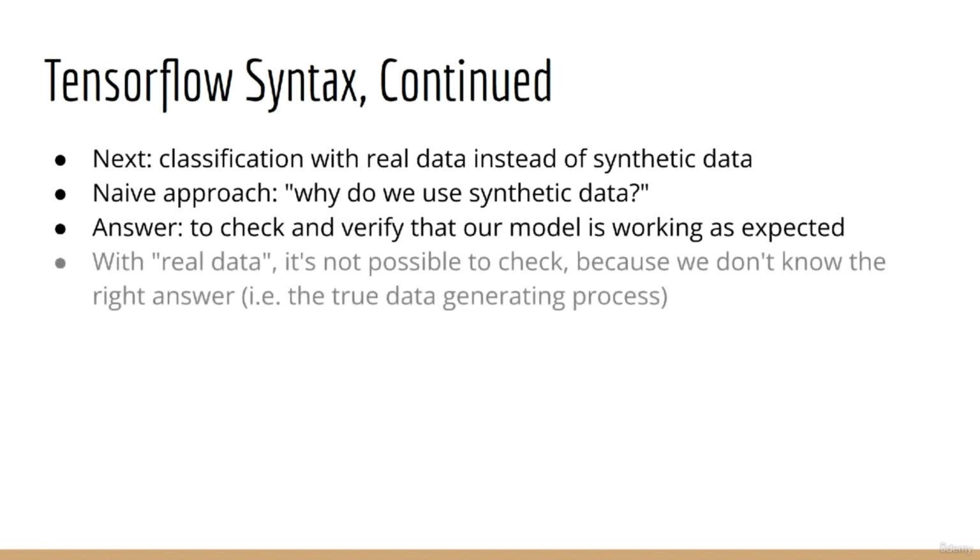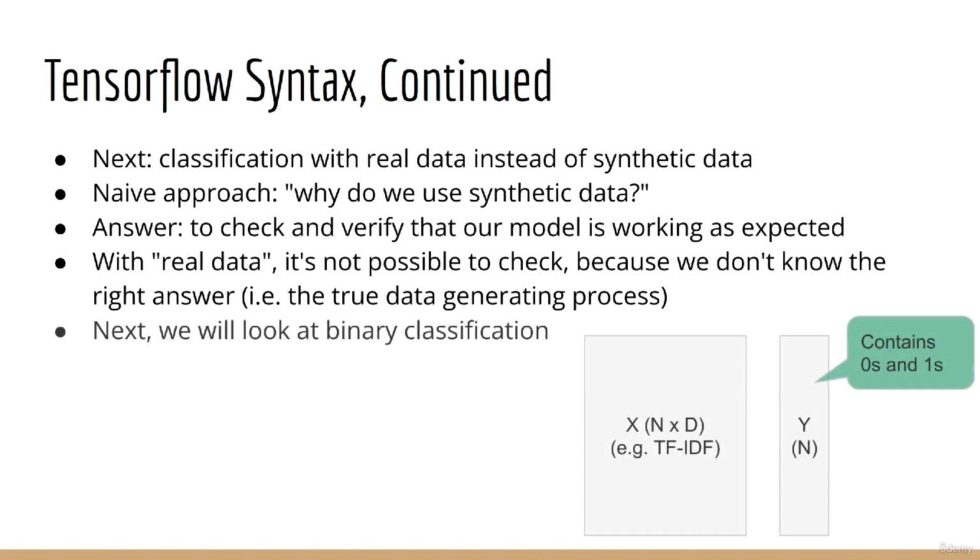This is unlike real-world data where you do not know the answer, and therefore you cannot check whether or not you are correct. In any case, the next notebook will look at binary classification, some examples of which are spam detection and sentiment analysis. As you recall, our data will be in the form of an input X matrix of shape n by d and a target Y vector of length n. Note that because we'll be discussing binary classification, this target matrix will contain only zeros and ones. The X matrix will be a TF-IDF matrix for now, but you'll see how we can get rid of this later in the course.